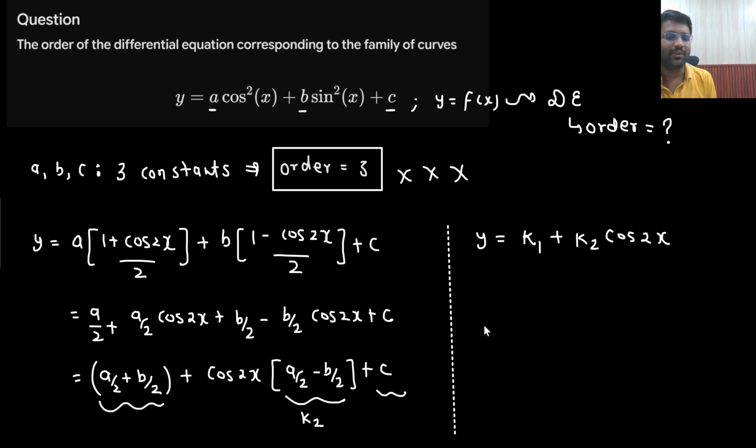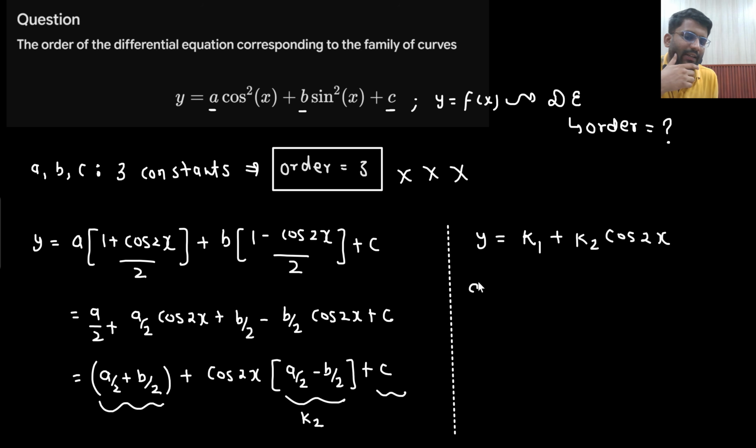But reduction is possible. Always try to reduce whenever sinusoid or cosinusoid functions are coming. This is the reduction that we have made. Where k1 is the linear combination a by 2 plus b by 2 plus c. That is your k1 and this is your k2. Reduction is possible. Right? Now frame the differential equation.